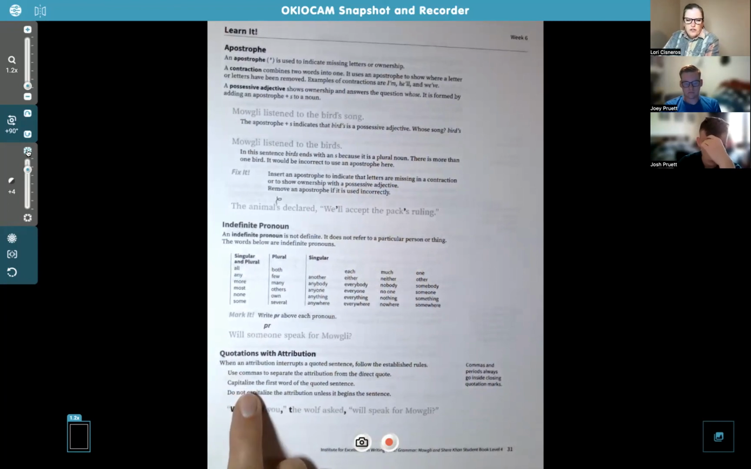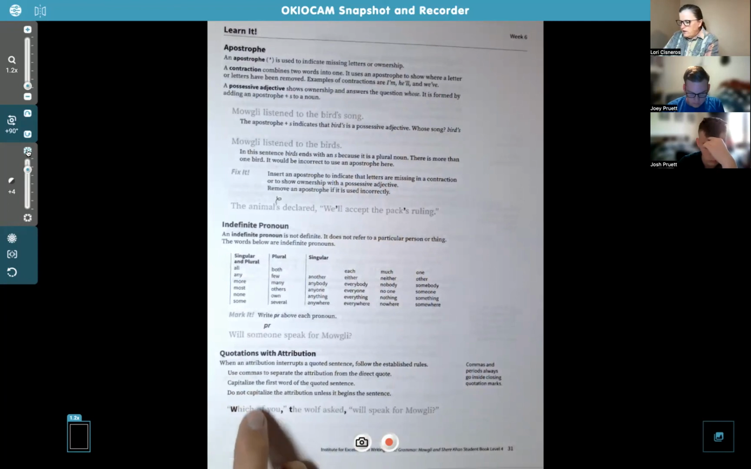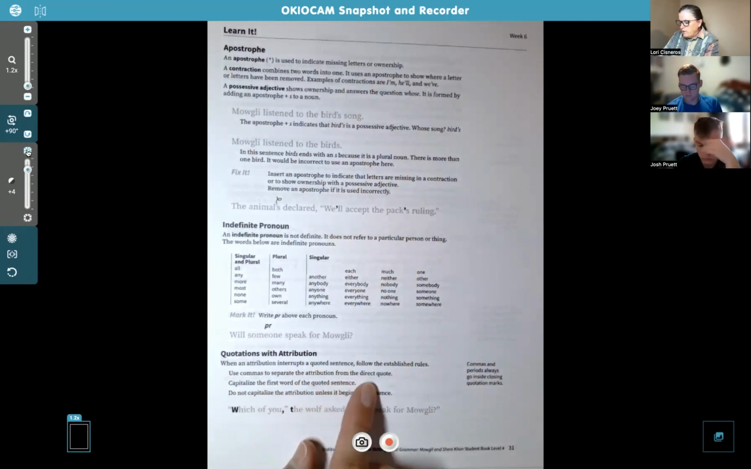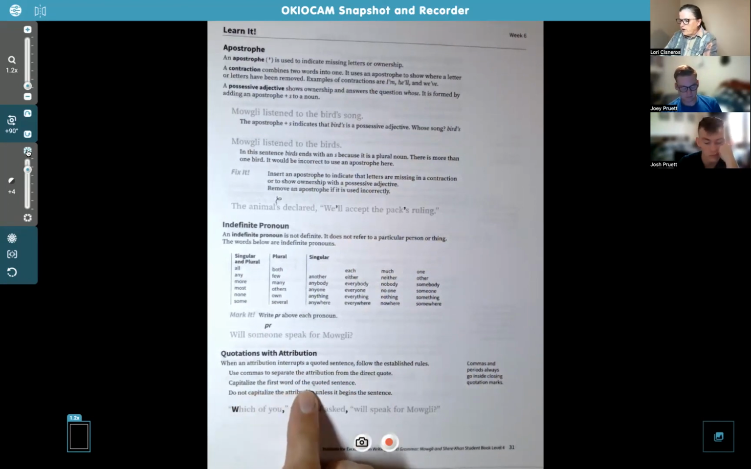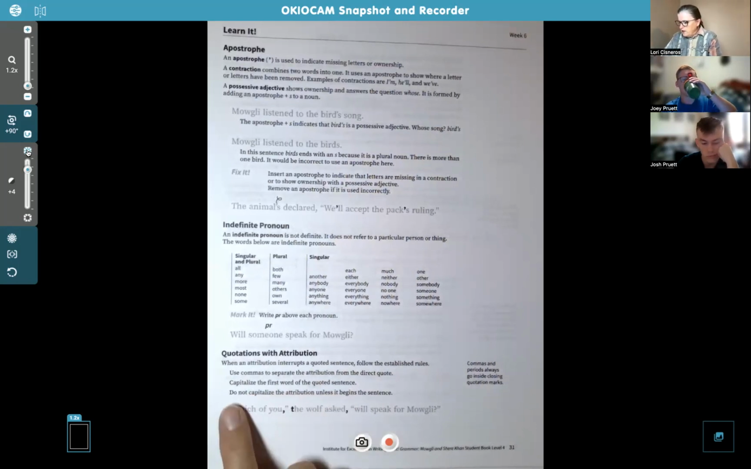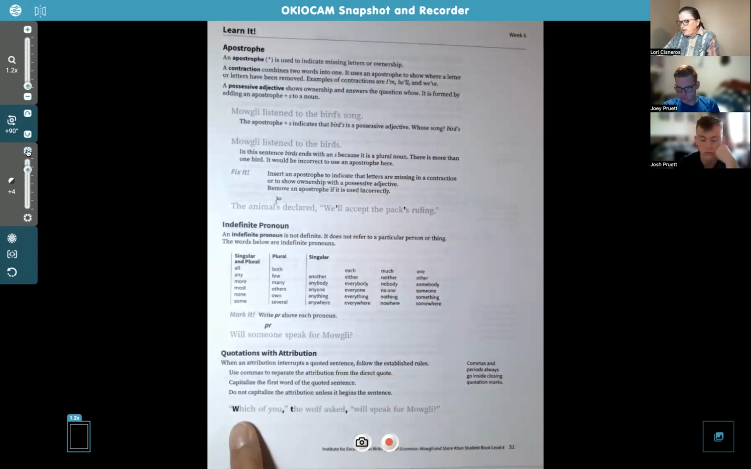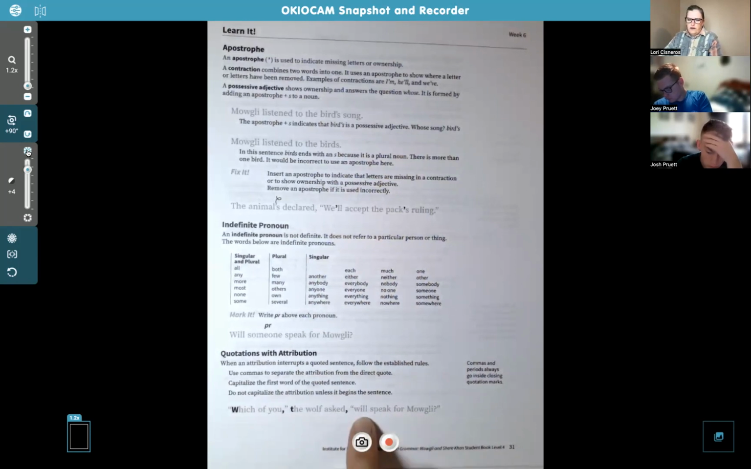We've already talked about quotations and attributions. Here's just a little reminder of the rules on that. Use commas to separate the attribution from the direct quote. Capitalize the first word of the quoted sentence always. And then do not capitalize the attribution unless it begins the sentence. Which of you, the wolf asked, will speak for Mowgli? So obviously which, capital. And since the attribution is in the middle, we put commas around it, but it does not need to be capitalized there. And since this is the second half of that sentence, we don't need to capitalize that either.